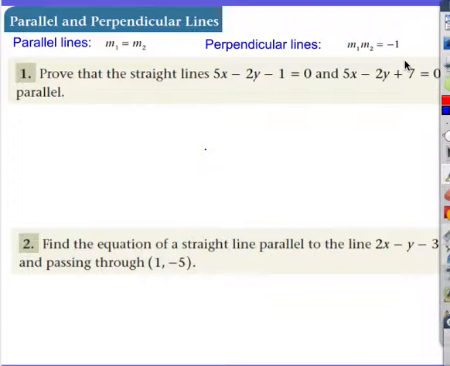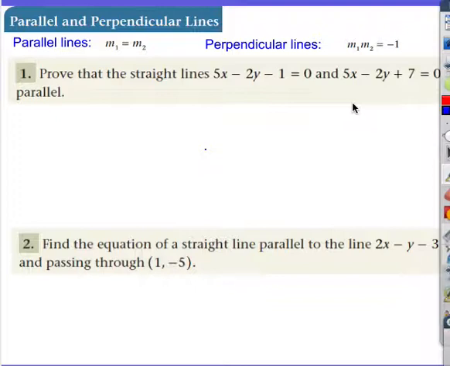Sometimes you'll see that formula by just making m1 the subject. m1 would equal -1 over m2. So to prove two lines are parallel, you have to show that they have the same gradient.